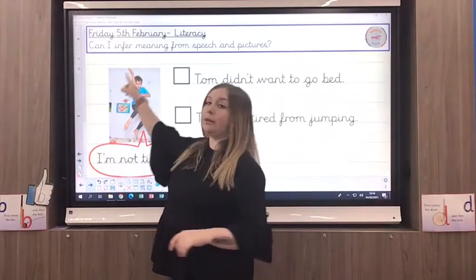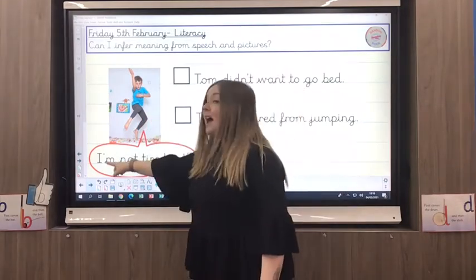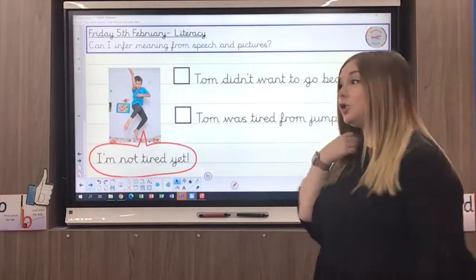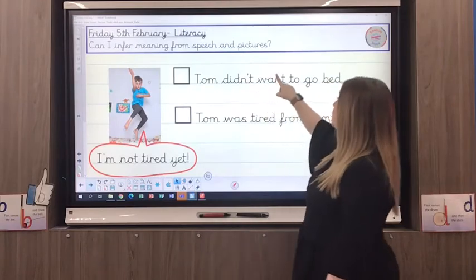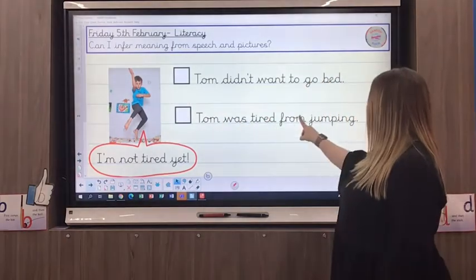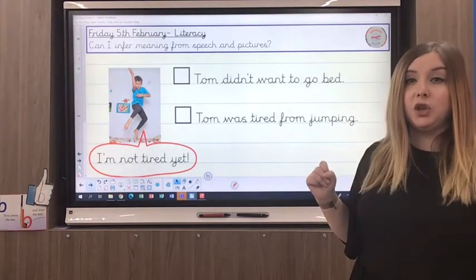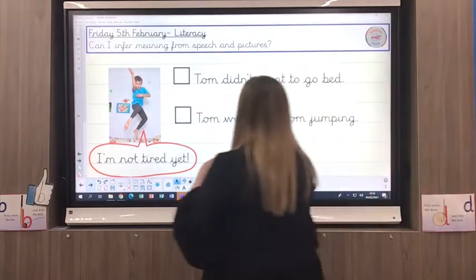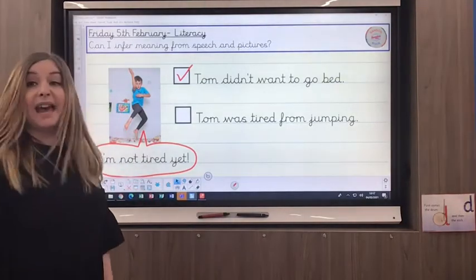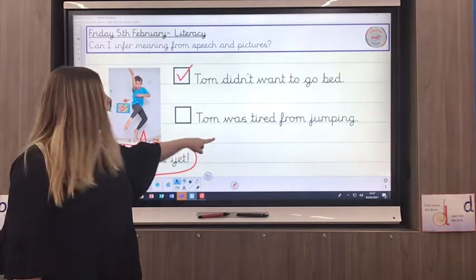So here we've got a little boy who's got his pyjamas on and he's jumping up and down on his bed and he's saying, I'm not tired yet. So now which of these sentences matches the picture and the speech best? Tom didn't want to go to bed, or Tom was tired from jumping. Which of those sentences matches the picture and the speech best? Brilliant though it would be that Tom didn't want to go to bed, he isn't saying, I don't want to go to bed. He's just saying, I'm not tired yet.